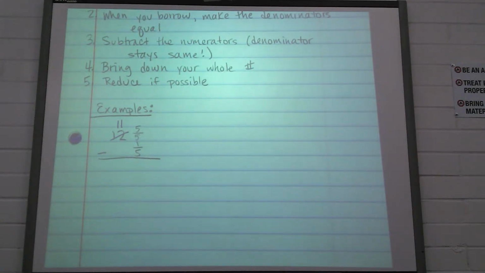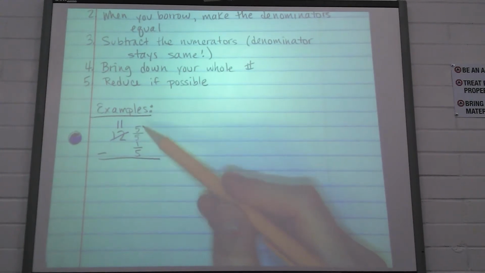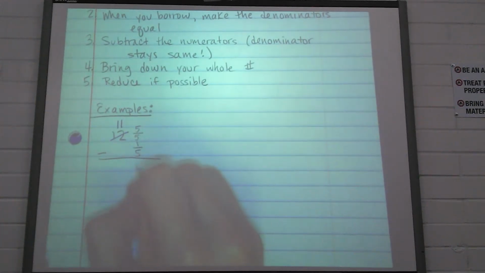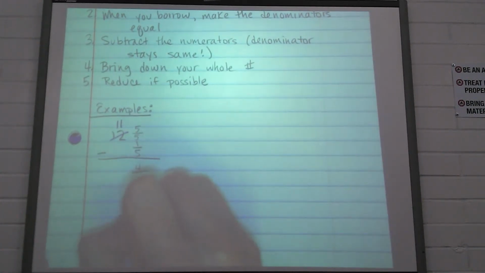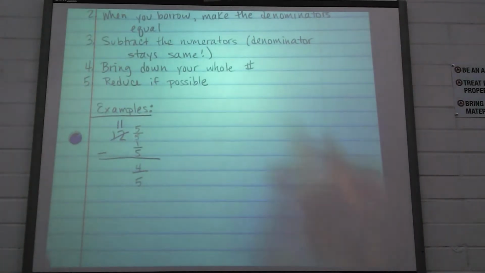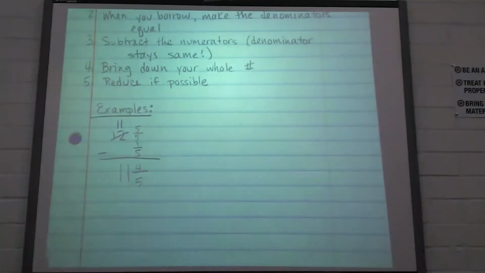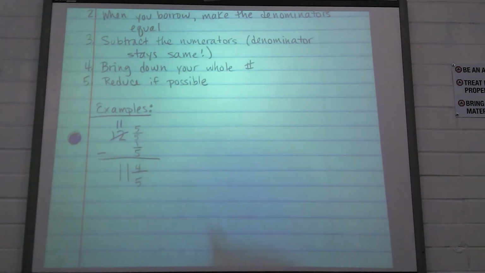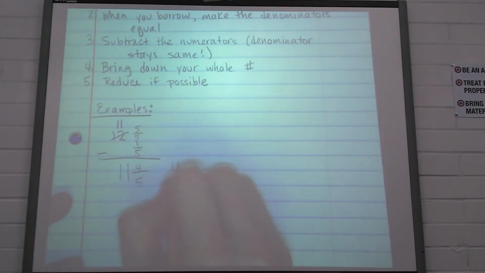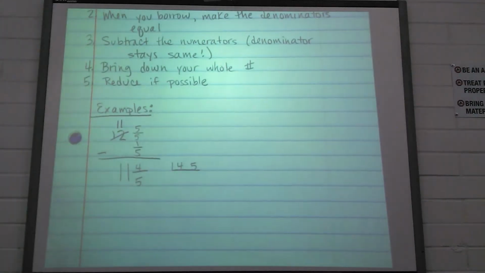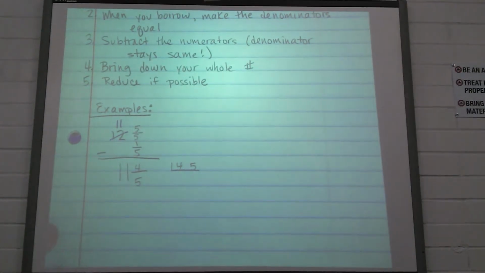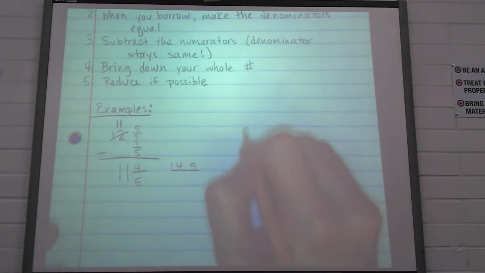And then I can subtract because both of my denominators are the same. They are both 5. So 5 minus 1 is 4. My denominator stays the same. And step 4 says bring down my whole number. 11 4/5. Let's check. Can I reduce 4/5? Put that into the division ladder. And nothing goes into there. I went through all my divisibility rules. Okay, let's move on to the next example.